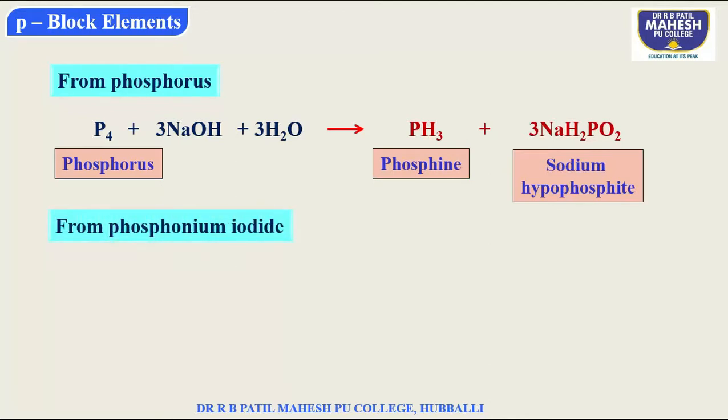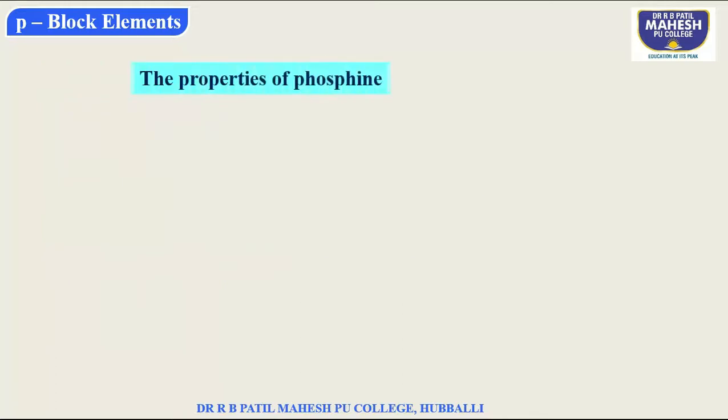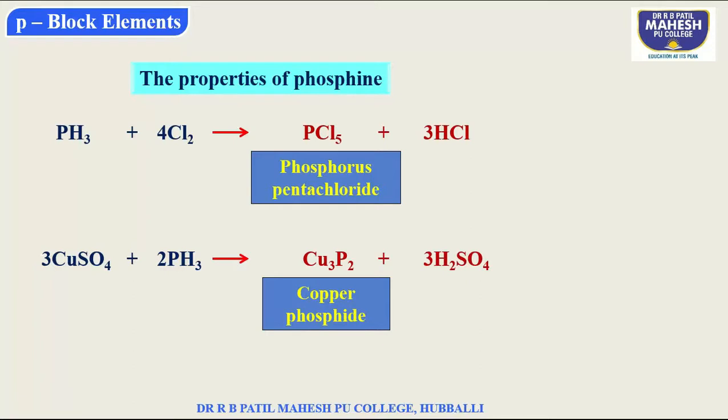From phosphonium iodide: when phosphonium iodide is treated with potassium hydroxide, we are going to get potassium iodide, water and phosphine as the product. The properties of phosphine. Phosphine undergoes chlorination and forms phosphorus pentachloride as a product along with HCl. Phosphine reacts with copper sulfate and forms cupric phosphide as a product along with sulfuric acid.